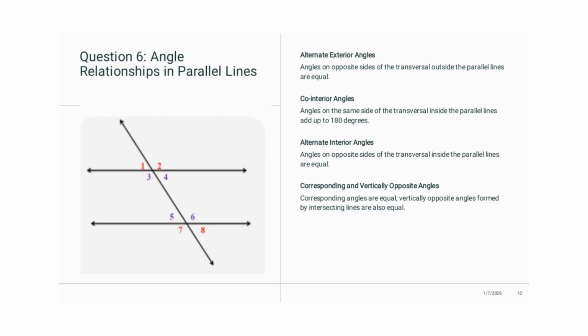Similarly, angles 4 and 5 are alternate interior angles and are equal, angles 1 and 5 are corresponding angles and are equal, and angles 5 and 8 are vertically opposite angles and are equal. These problems reinforce the understanding of angle properties in parallel lines, which is a fundamental concept in geometry. Mastery of these relationships is essential for solving complex diagrams and proofs in higher-level mathematics.